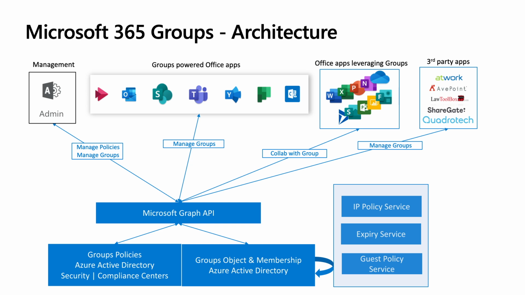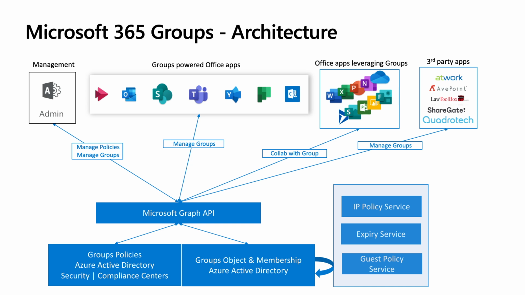Now let's take a step deeper into the platform and understand what is beneath the API layer. Beneath the API layer, we have two key components. The first is the storage, where we store information about the group like the name, the group description, the membership, and so on. And for this, we leverage the Azure AD Directory service.